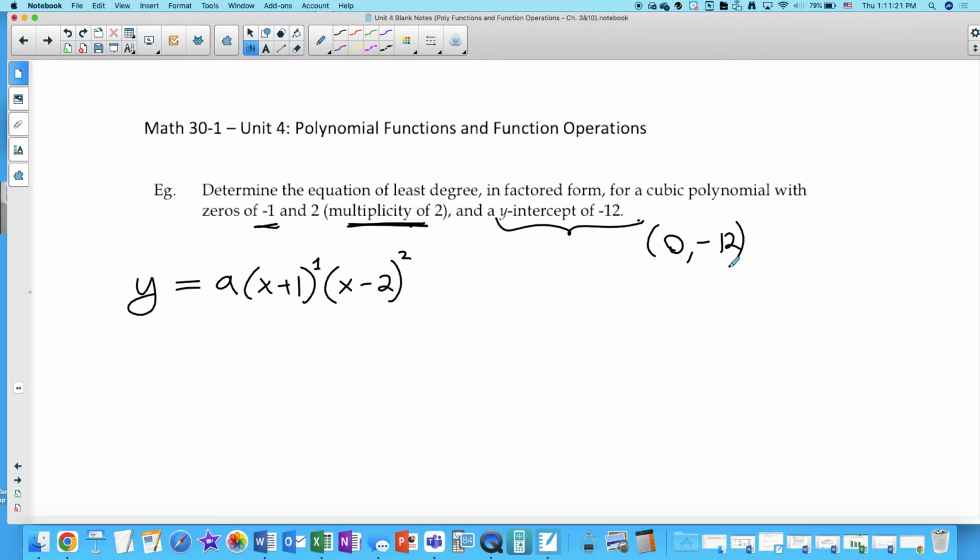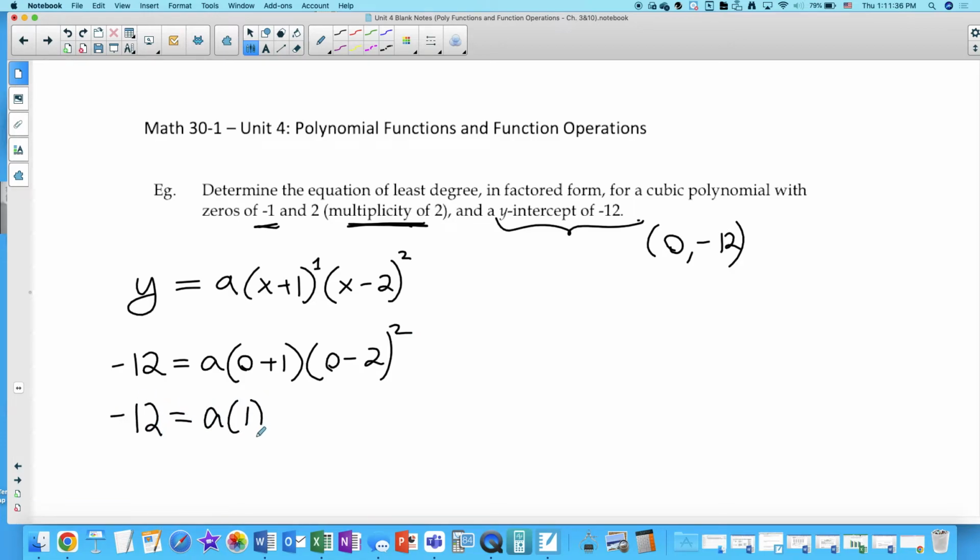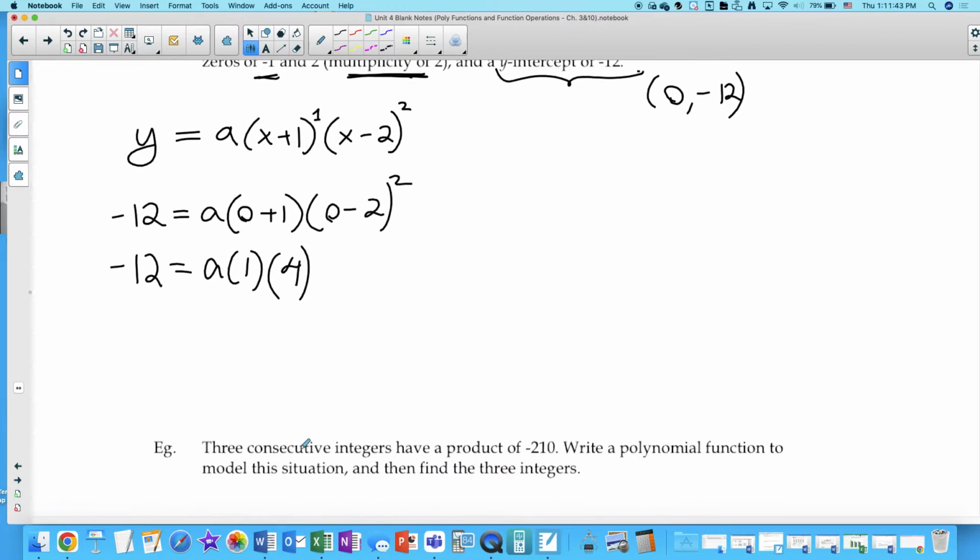Okay, so -12 equals a times (0 plus 1) times (0 minus 2) squared. And that is a times 1 times 4. Okay, so -12 equals 4a. So a is going to be -3. Okay, now once you get that leading coefficient, you can write out the entire equation.